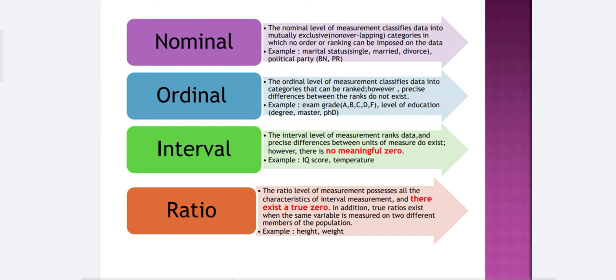So zero tu ada makna. Kalau ratio pula, there exists a true zero. Zero tu maksudnya tiada. Contohnya let's say number of children. Kalau zero tu maksudnya tak ada lah. Maksudnya tak ada, bukannya sikit anak, tapi tak ada. Itu beza antara interval dan ratio. So the strongest one adalah ratio. The weakest one adalah nominal. Okay. So that's all for this session.